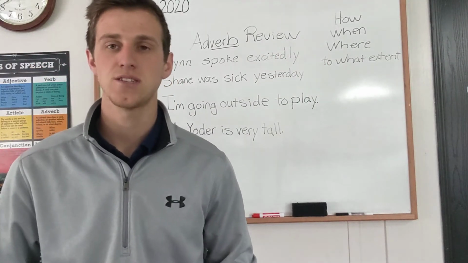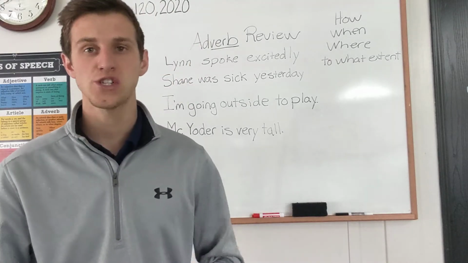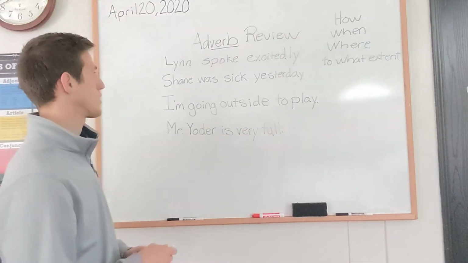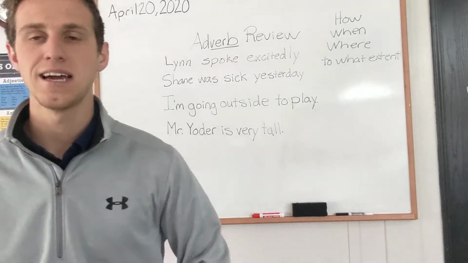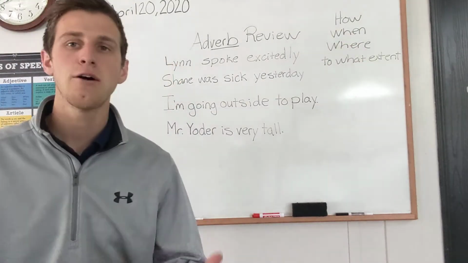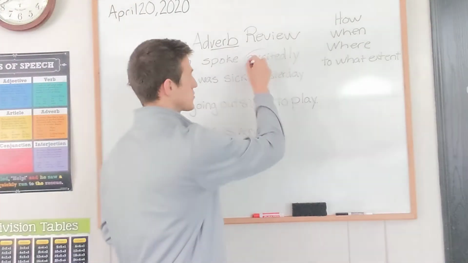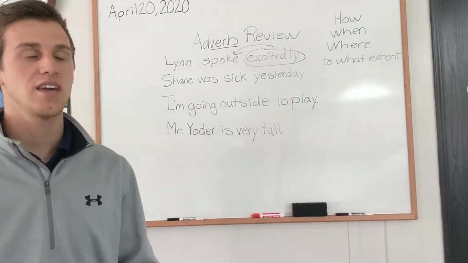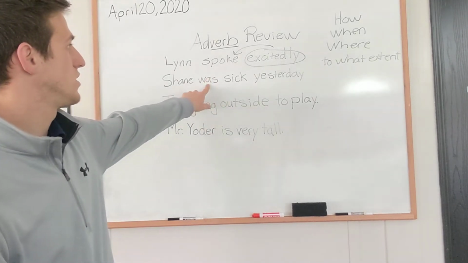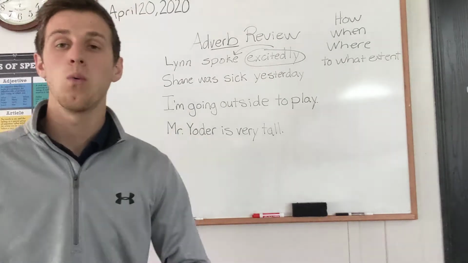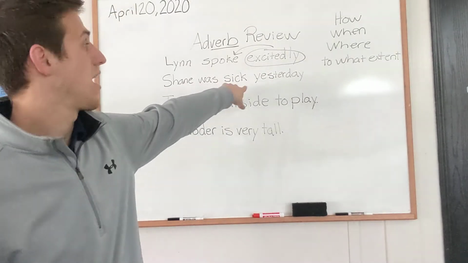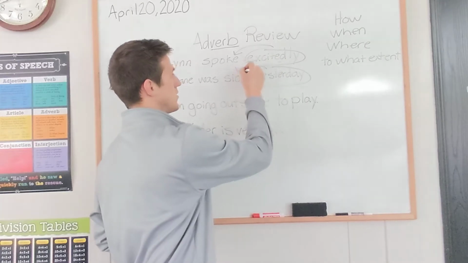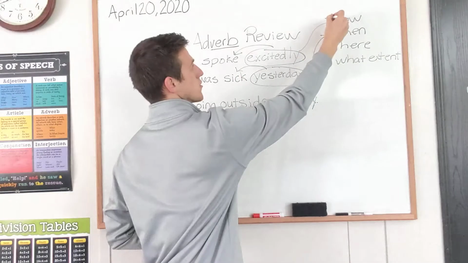So to find our adverbs in a sentence, we simply find our verb and then we ask these questions and we see if any of those questions are answered by a word in our sentence. So for instance, the first one we have: Lynn spoke excitedly. So let's just ask our first question. How did she speak? She spoke excitedly, right? So here's our adverb that's describing our verb spoke. Let's move to the next one. Shane was sick yesterday. Here's our verb, right? Was sick. And when was he sick? He was sick yesterday, right? So here is our adverb that's answering when he was sick.